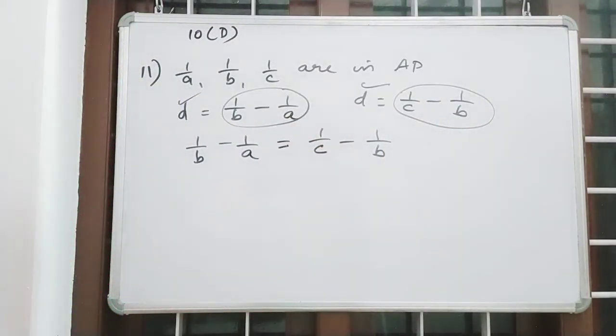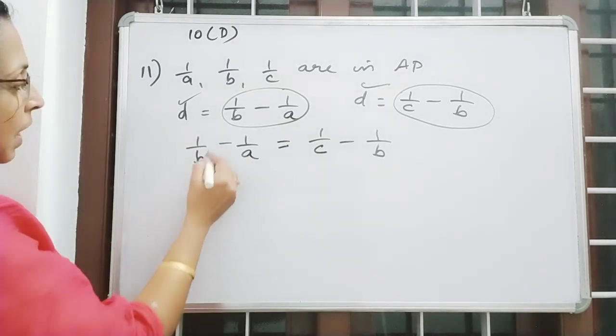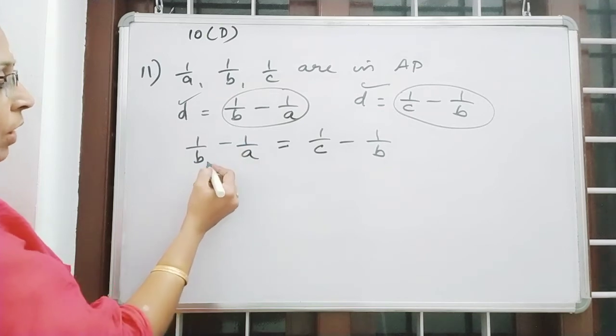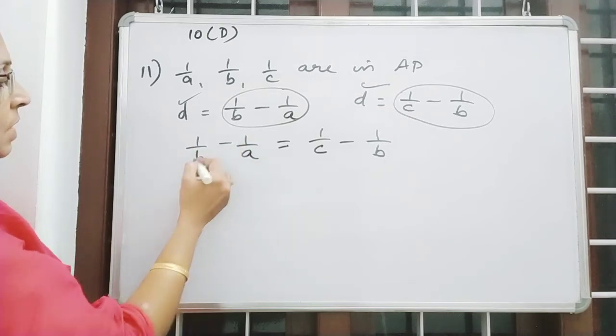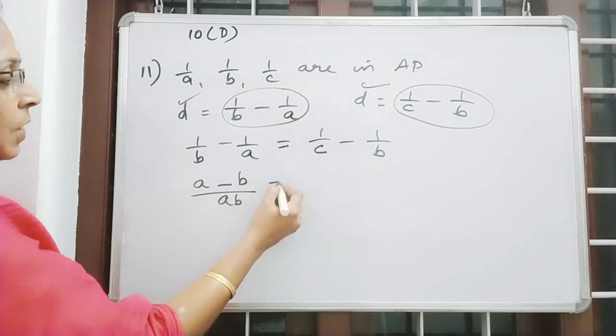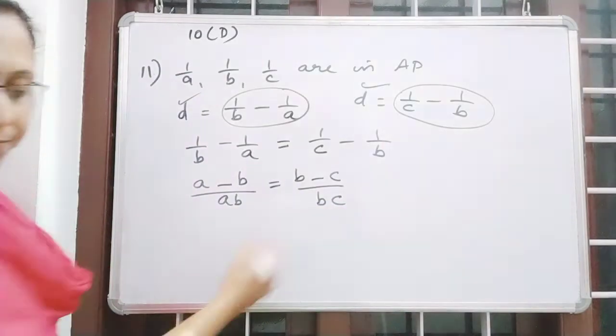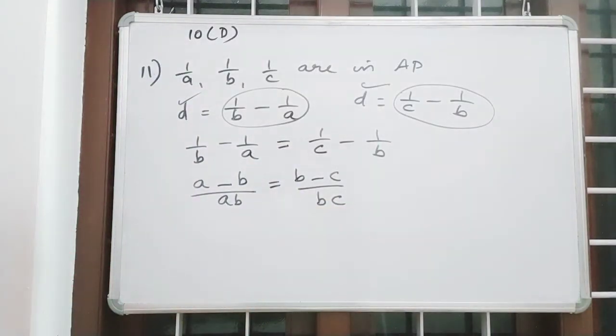Already we studied that. Take LCM. So it will be LCM using Vedic math, A cross multiplication model. A minus B divided by B into A, that is AB itself, is equal to, here also, B minus C divided by BC. What we want to find out?